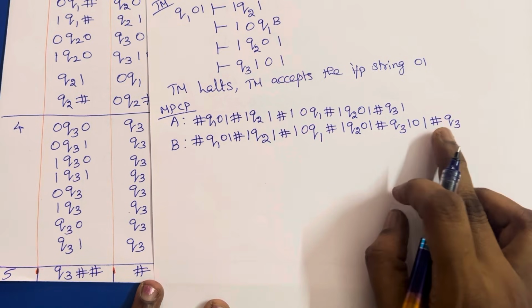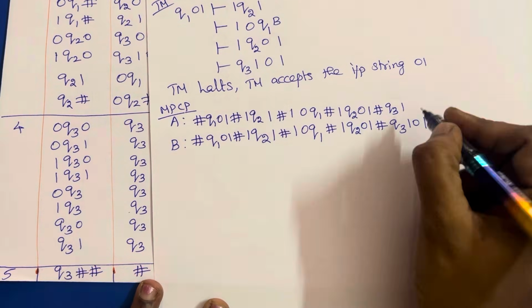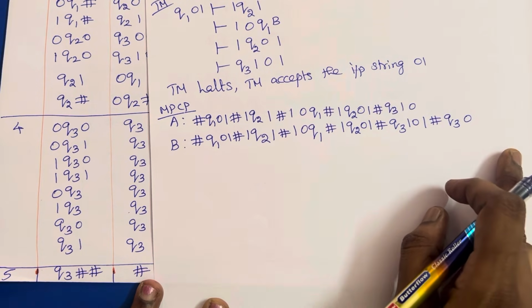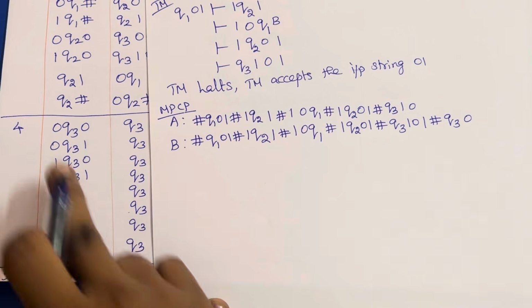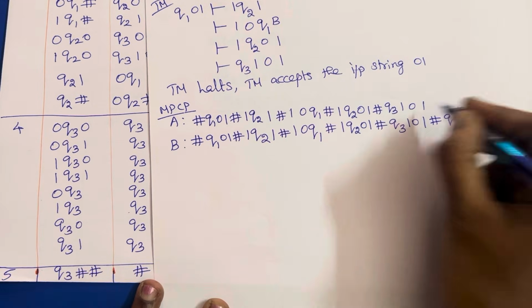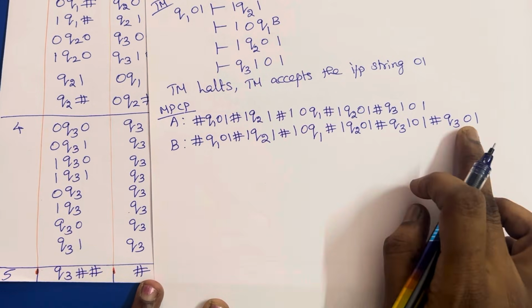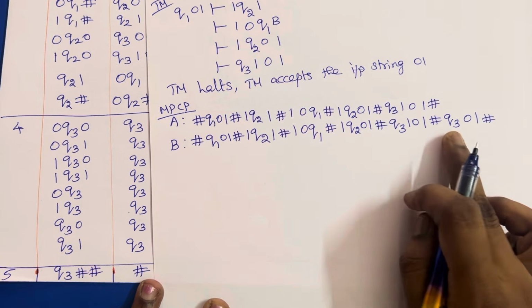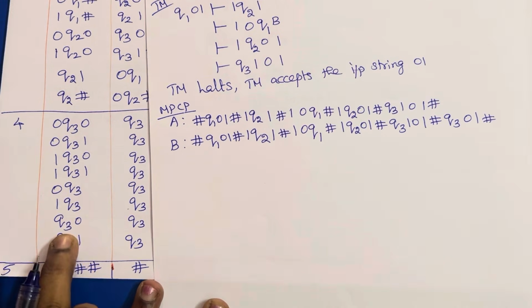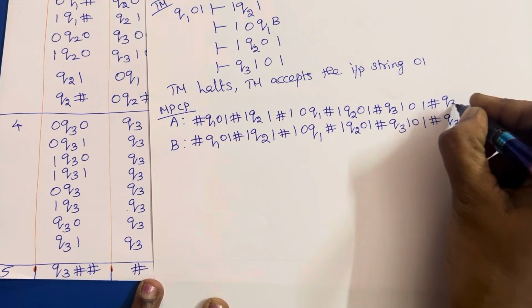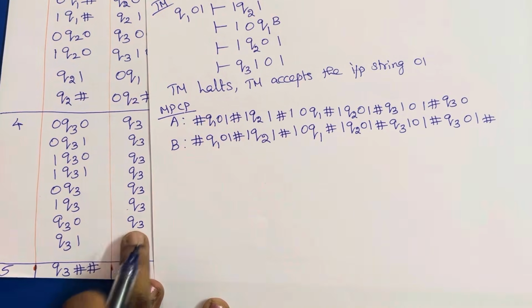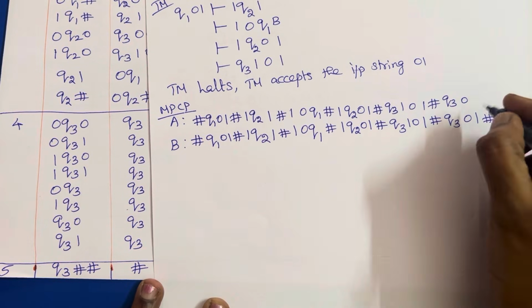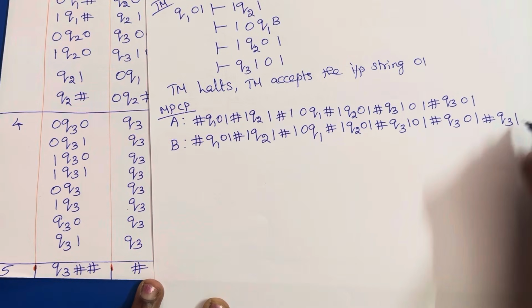Then 0, 1 hash Q3. We don't have. So we can write 0 and 0. So rule 2. As per rule 2 we are attaching like this. Then 1 hash Q3 we don't have. So 1 and 1. Then hash Q3 0 we don't have. So hash and hash. Then Q3 0 1, Q3 0 we have. So Q3 0. Here we need to write Q3 alone. Then 1 hash Q3 we don't have. So write 1 and 1.